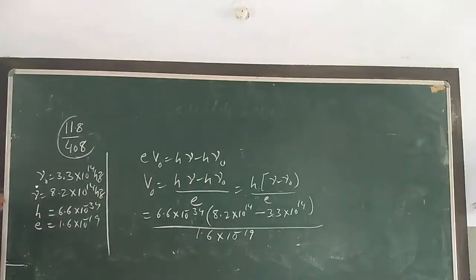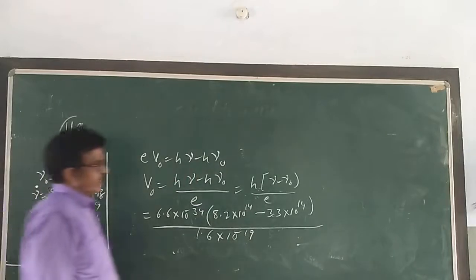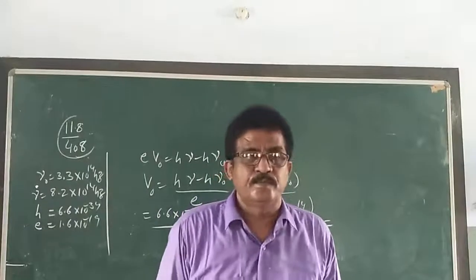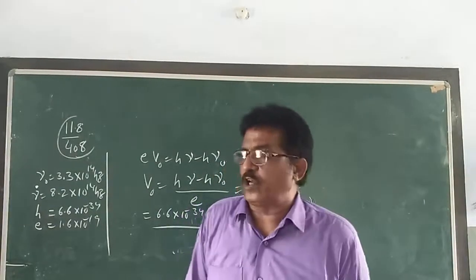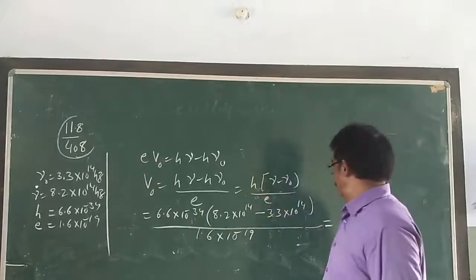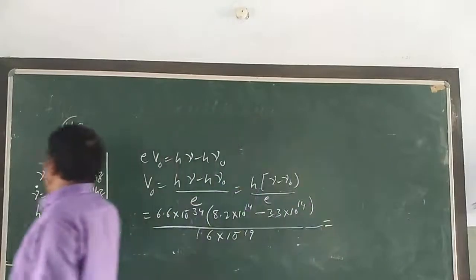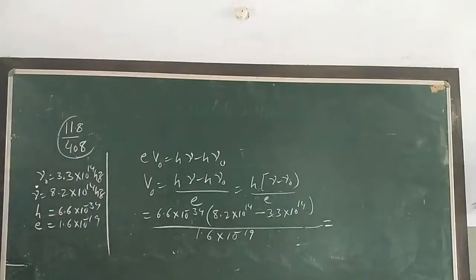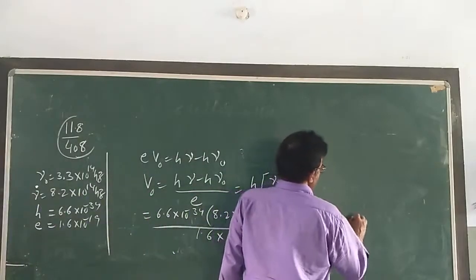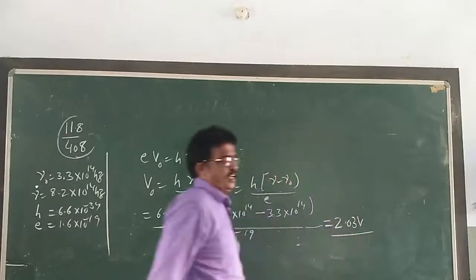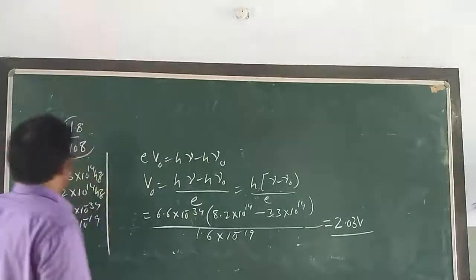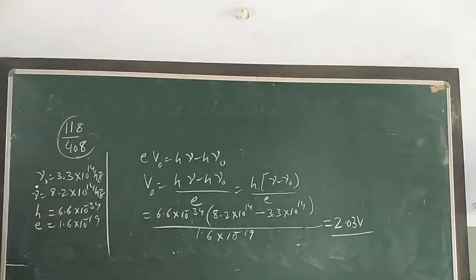Yes. Put all the values and solve it. Within 2 or 3 minutes you have to complete this numerical part, because all things are given. When you solve it, you get the answer, that is around 2.03 volt. That is 2.03 volt. This is the answer here. Okay. Yes. Now come to the next question.